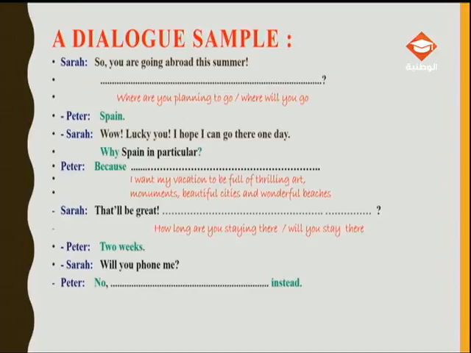Finally, Sarah asks one more question: "Will you phone me?" And Peter answers, "No, something instead." It means that he will not phone Sarah, he will do something else. He might maybe email her, he might post pictures on Facebook or Instagram, or he may also send a postcard. So the question is, will you phone me?